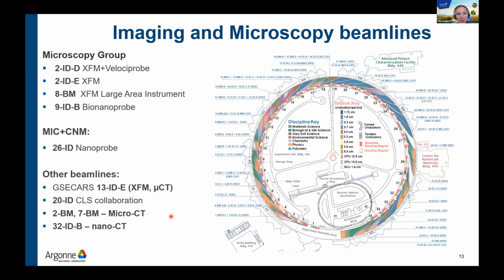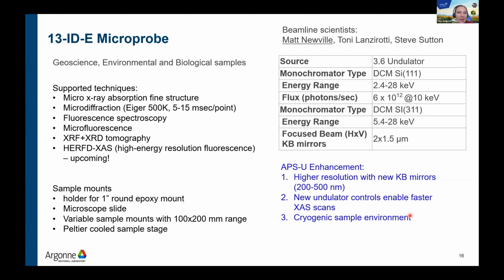13-ID microprobe, they have a variety of techniques available. And here I'm listing the beamlines starting from lower resolution and going to higher resolution. They have a variety of techniques available, including fluorescence, spectroscopy, microdiffraction, and tomography. And they will upgrade their optics, so they will go to submicron resolution and will be able to do cryogenic sample preservation.